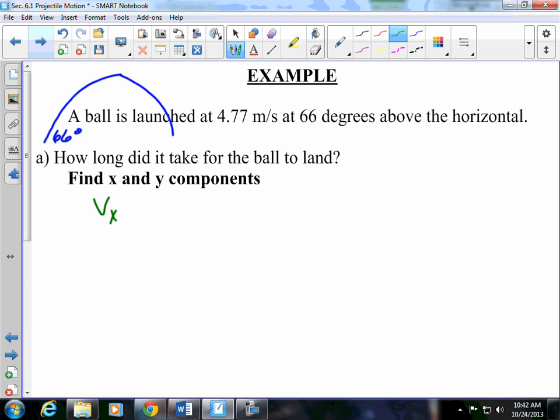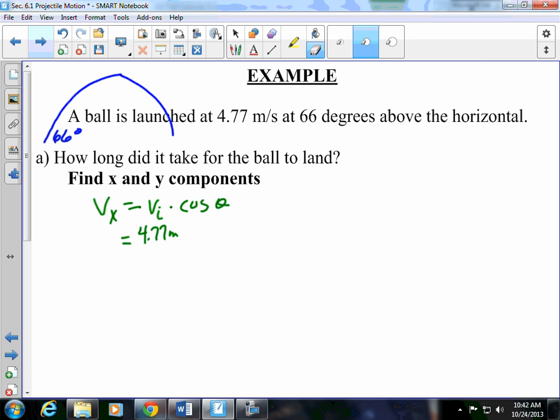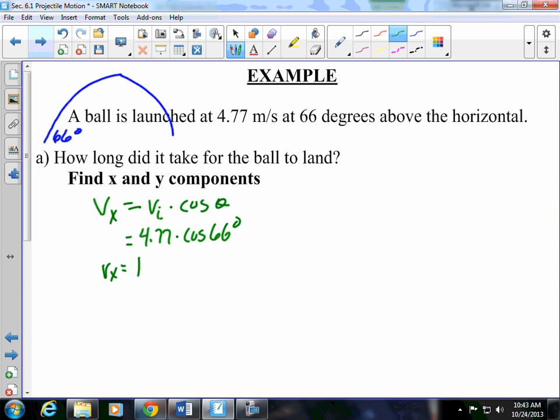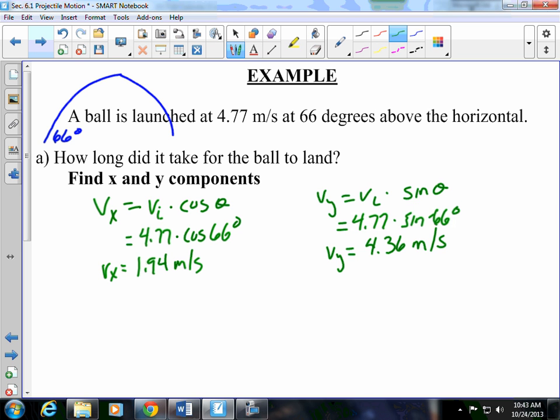We know Vx is equal to Vi times the cosine of theta. That's equal to 4.77 meters per second, you just plug in 4.77, times the cosine of 66 degrees. Vx in this problem ends up being 1.94 meters per second. We do the same thing for Vy. Vy is equal to Vi times the sine of theta, which is 4.77 times the sine of 66 degrees. Multiply those together and Vy is equal to 4.36 meters per second.